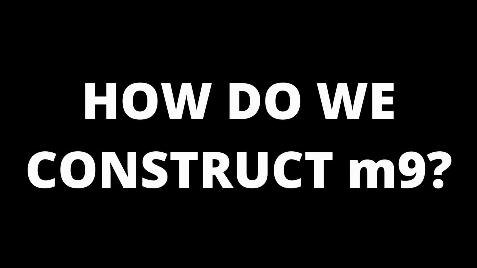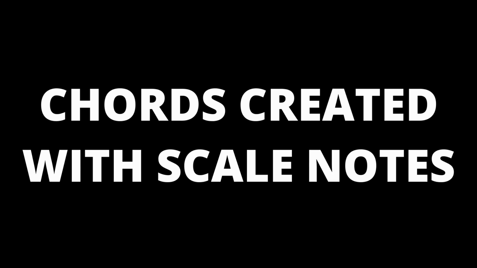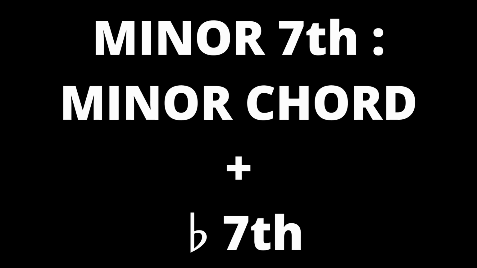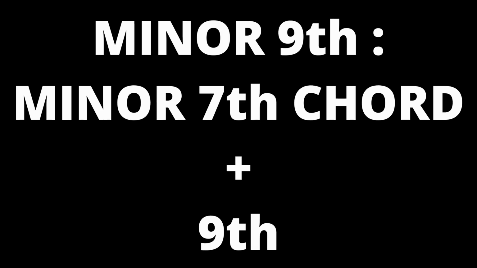How do we construct a minor ninth chord? Chords are created by using notes from a scale. The minor chords are created with 3 notes from the major scale: first, flat or minor third, and fifth. To create a minor seventh chord, we take these 3 minor chord notes and add a flat or minor seventh note from the major scale. A minor ninth chord uses the minor seventh chord notes and adds a ninth note from the major scale.